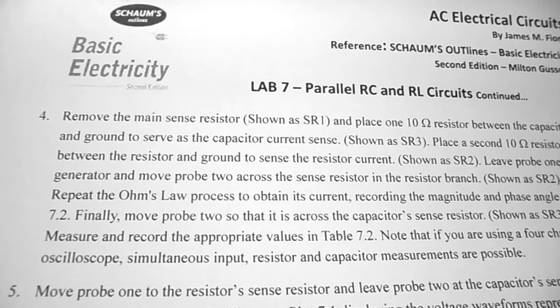We're going to place a second 10 ohm resistor between the resistor and ground to sense the resistor current, shown as SR2. We're going to leave probe 1 at the generator and move probe 2 across the sense resistor in the resistor branch, shown as SR2. We're going to repeat the Ohm's law process to obtain its current, recording the magnitude and phase angle in table 7.2.